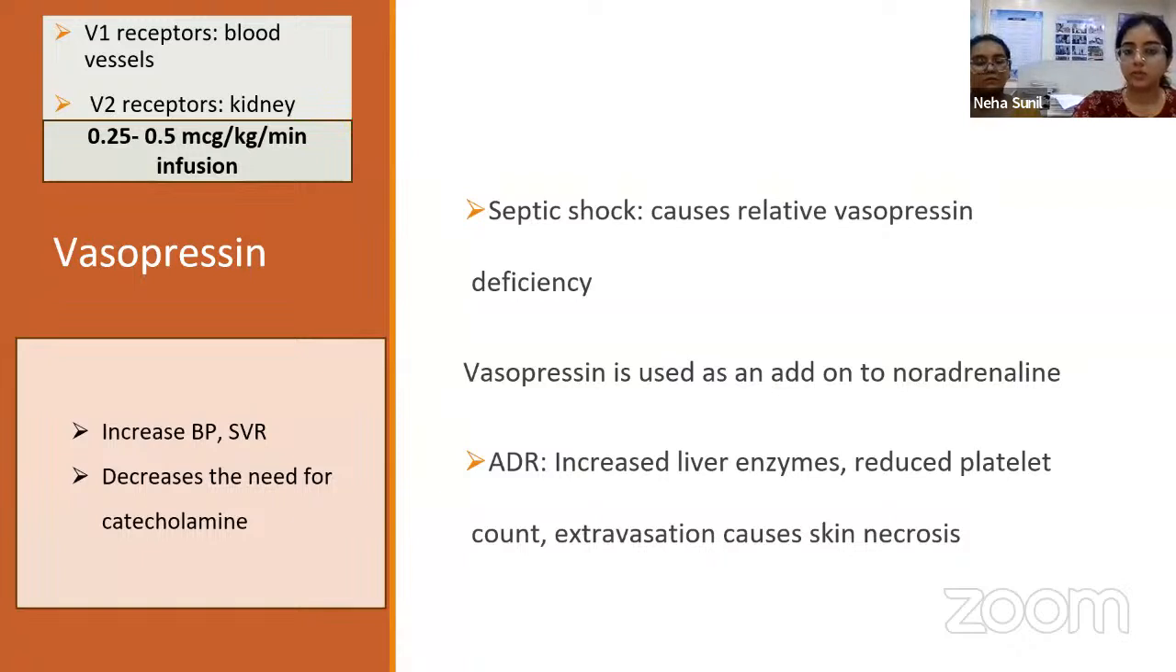Vasopressin is used as an add-on to noradrenaline, and it also decreases the dose of noradrenaline that we are administering. Coming to the adverse reactions: increased liver enzymes, reduced platelet count, and extravasation causing skin necrosis. It also increases the BP and SVR.